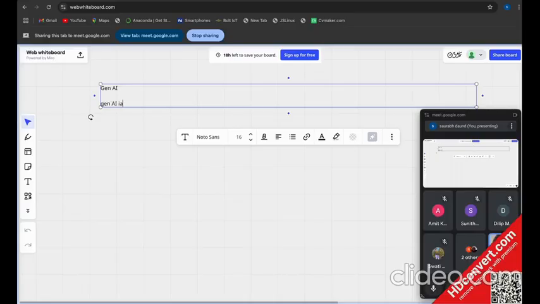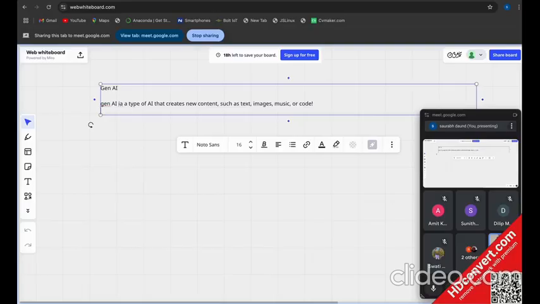Gen AI is a type of AI that creates new content, such as text, images, music, or even code, right? Even code is being written pretty well now. It does this by learning existing patterns and existing data, and mimicking human creativity. Okay, human creativity, right?